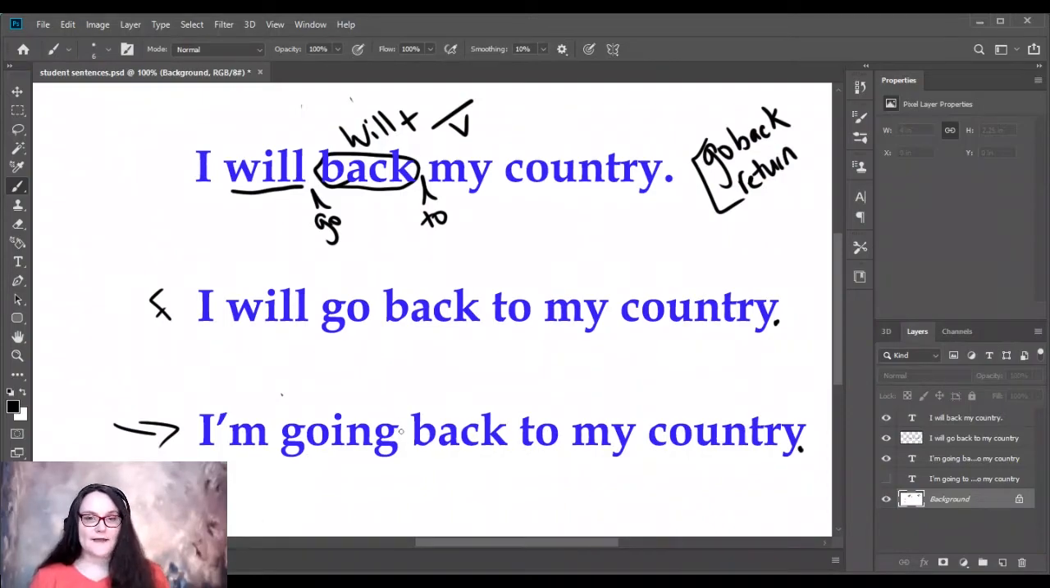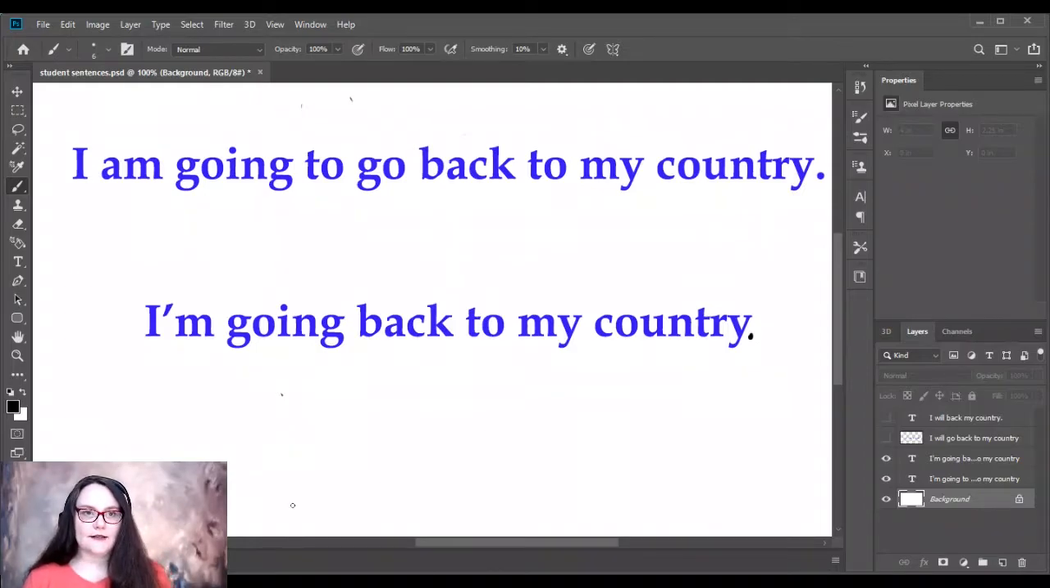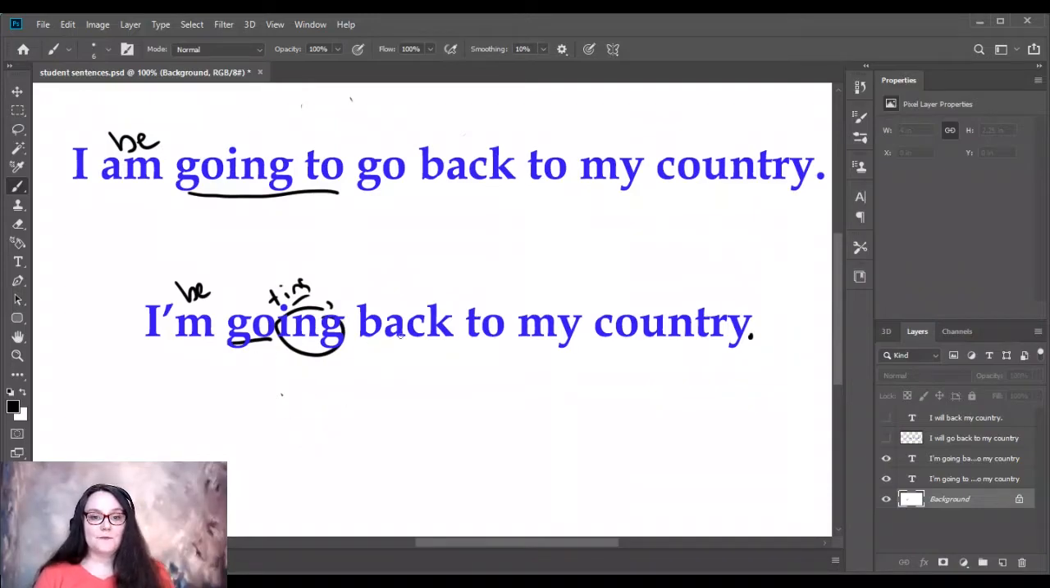All right, let's talk about that. Okay, let's take a look at the two sentences. The top sentence is future tense using going to. So to construct future tense with going to, you need your be verb plus going to. In the second sentence, I have go, but notice I have a be verb, I have go plus ing right here. And then I have back, so I still have my phrasal verb, going back. And then I have a prepositional phrase.